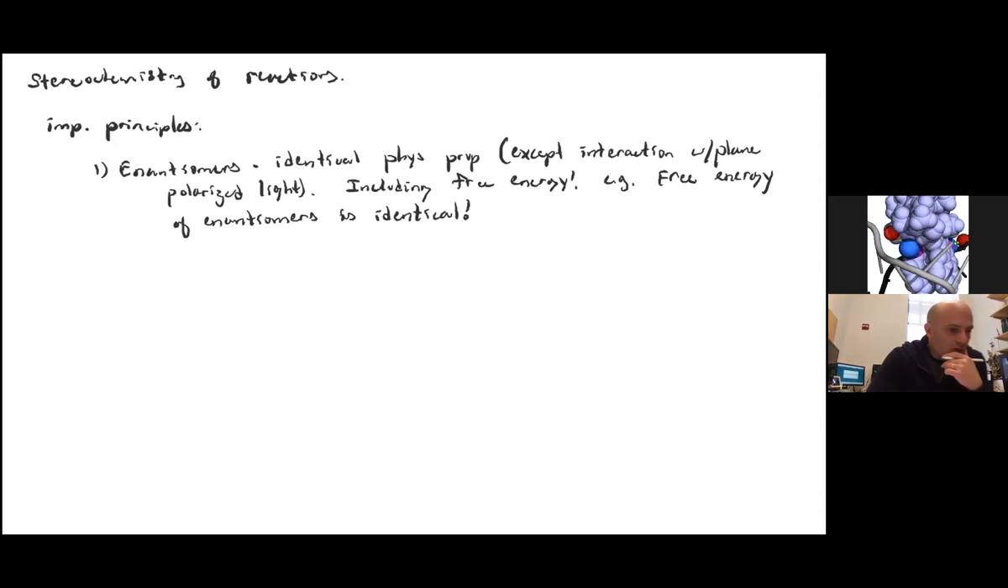The second principle that I want to remind you of relates to diastereomers. And we said that diastereomers can, in principle, or by definition, have different physical properties. In practice, sometimes those physical properties are too similar to measure. But if you look with high enough resolution, they're going to be different. So I'm just going to keep it simple and say diastereomers have different physical properties.